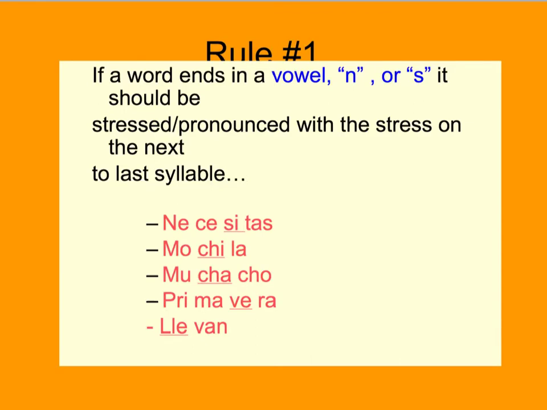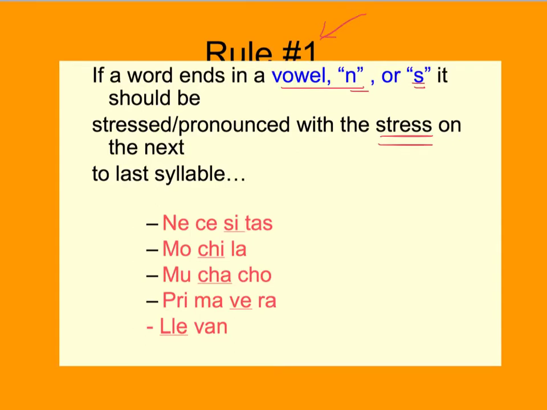The first rule, rule number 1, that we would talk about for pronouncing words in Spanish is that we would first look at the spelling of a word. If a word literally ends in a vowel, the letter N, or the letter S, then when you pronounce it, you are putting the stress on the next to last syllable.